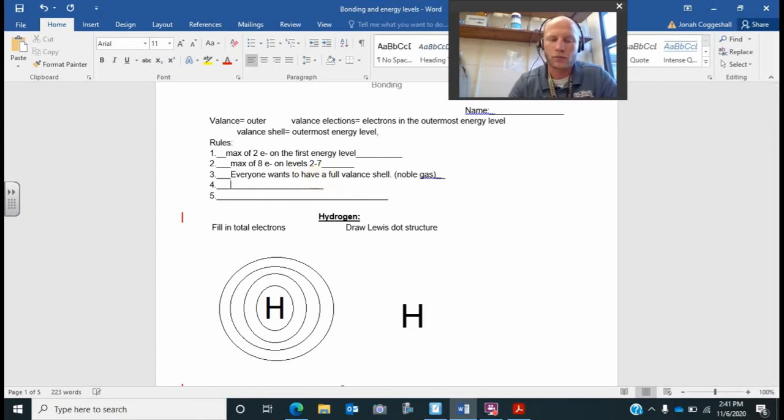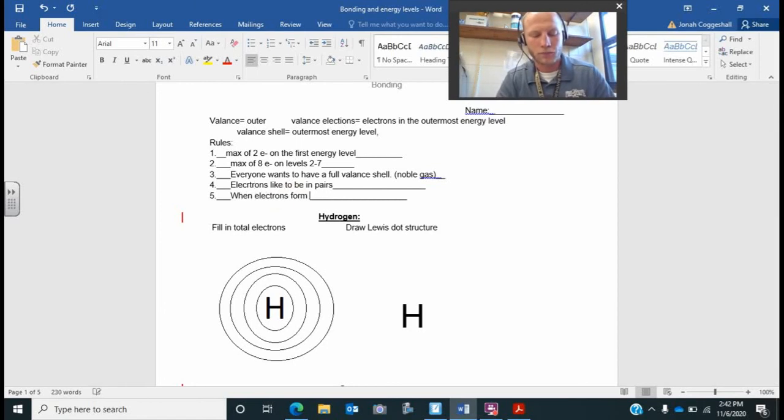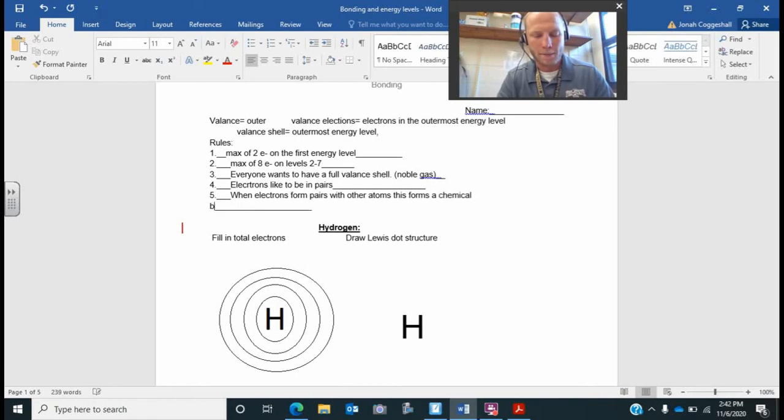These next 2 we've talked about a little bit. This is where we start talking about bonding. Electrons like to be in pairs. And number 5 is very similar: when electrons form pairs with other atoms, this forms a chemical bond.